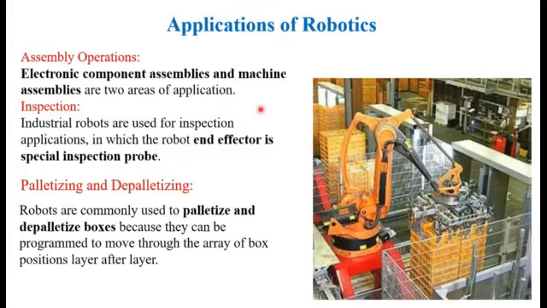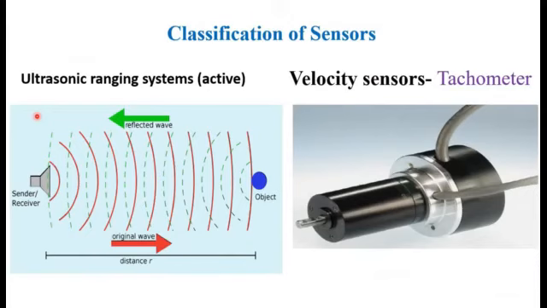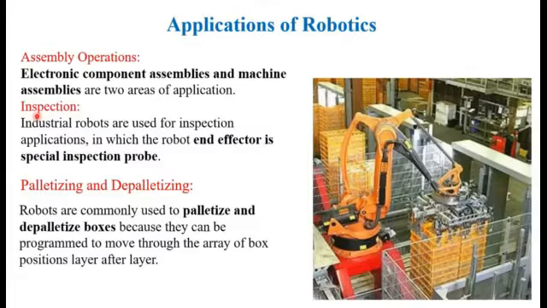Then applications of these robots. Okay, so these are the various types of sensors used in robots. Now we will see the application of these robots in the various industries. These robots are basically used in assembly operation, inspection, palletizing and depalletizing, painting, tightening of components, as well as in welding applications.